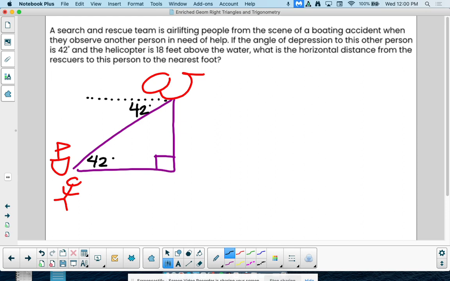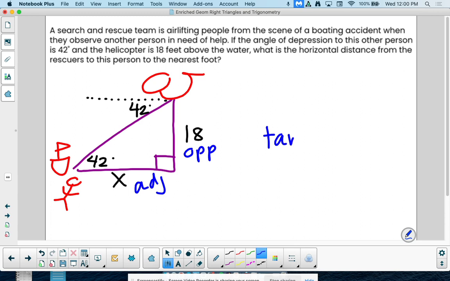So we have our angle. What else do we know? The helicopter is 18 feet above the ground. Where's 18 going to go? On the right there. And where do you want the horizontal distance? This is horizontal, right? What trig function are we using, folks? Tangent. Yep, there's another opposite over adjacent situation.